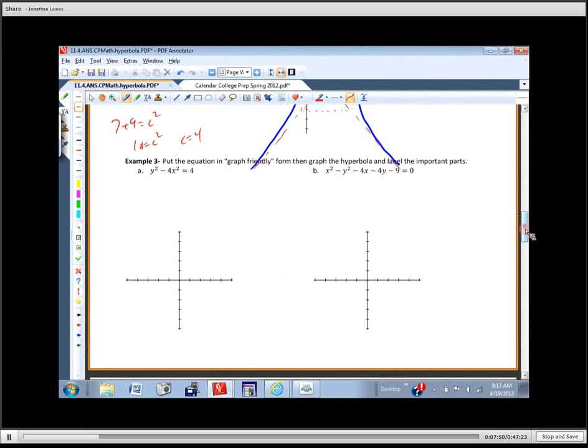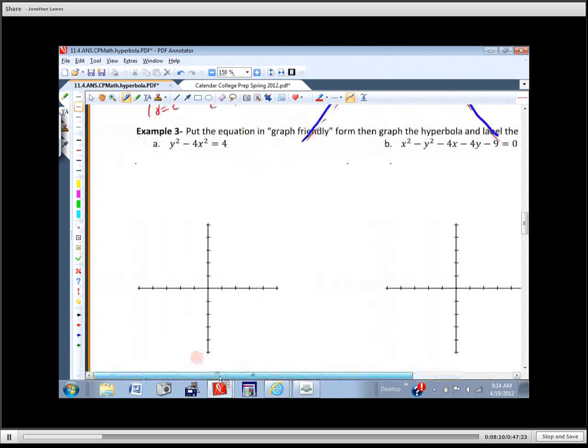They're not in graph-friendly form, so we've got to put them in graph-friendly form. That means we've got to have a perfect square with x, a perfect square with y, and we have to make it equal 1 on the other side. So let's go ahead and do this one right here. That's pretty close, isn't it? Because all I have to do on that one is just do what? Divide by 4, divide by 4, divide by 4.